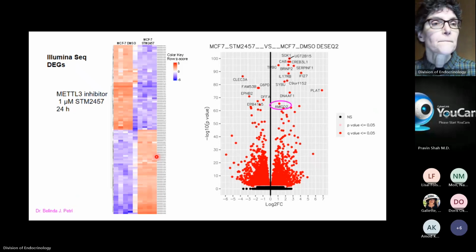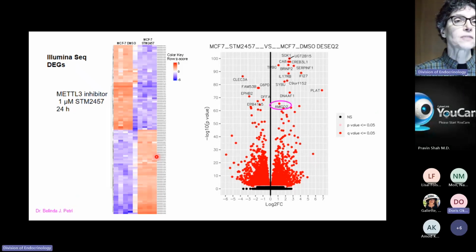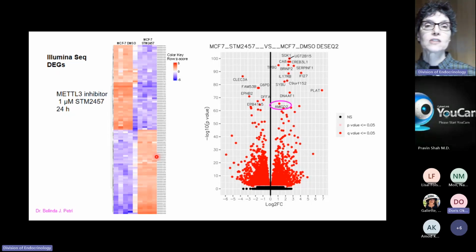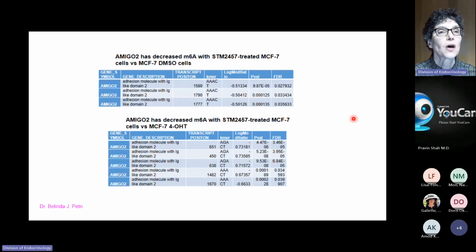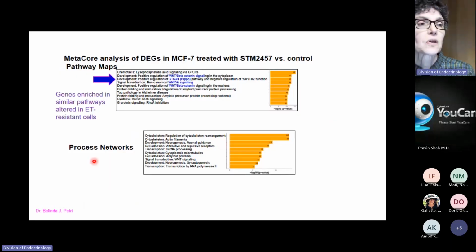And then here are the heat maps for MCF7 cells treated with vehicle control versus the METTL3 inhibitor, STM2457. And what you can see here, I've circled the particular gene AMIGO2 that we're going to look at more closely. So AMIGO2 is interesting because it has decreased m6A with STM2457 treatment compared to vehicle control. So that means it seems to be a target of METTL3 transferase activity. And it's also decreased in the 4-hydroxytamoxifen treated cells.